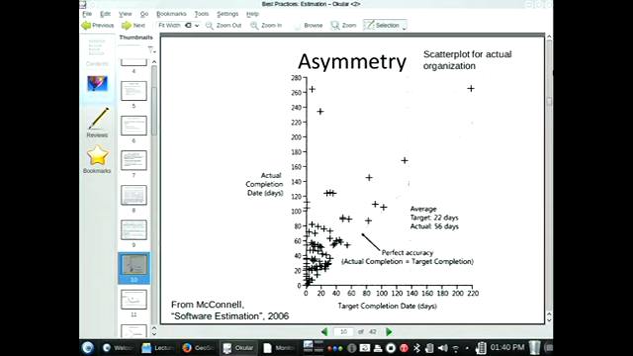Where would a project be located? One of these. It would be below the what line? The 45-degree line here, right? This diagonal line, the target completion date. The target completion date will be greater than the actual completion date. Okay, so that's one thing.